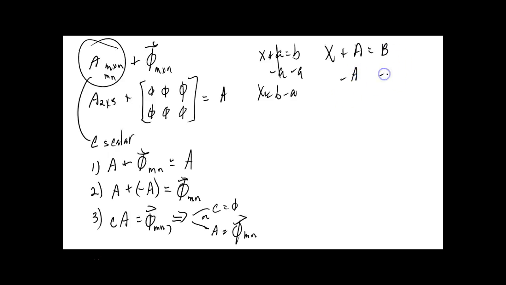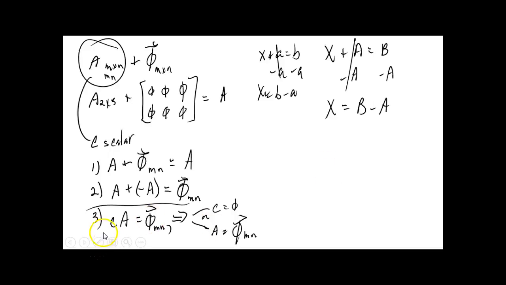Now, I like to do it this way. It really works a little better with numbers than it does with matrices, but I think you get the idea. This adds to the zero matrix, as we saw right here. And that gives you the X matrix, M by N matrix, is the B matrix minus the A matrix. And that's usually an easy subtraction to do. So I skipped a few steps from what they did, but I think you get the general gist.